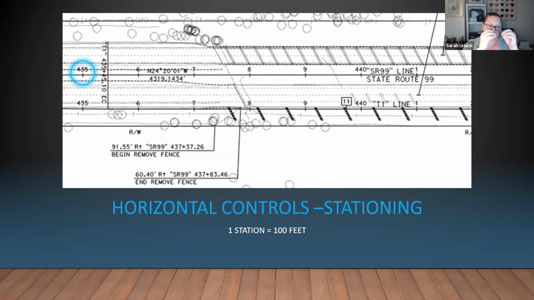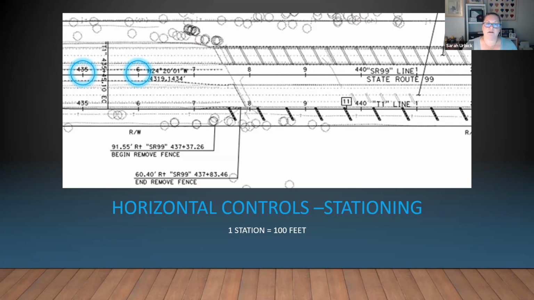So the absolute dead on 0 plus 00 is the beginning of that measurement system. So when we get to things like 435 or over here 440, then what we're talking about is we're further and further away from that origin point. But we still have those points of reference, not only back to the origin, but also going forward and relative to each other. Okay, stationing is typically brought out in hundreds of feet. One station equals 100 feet.